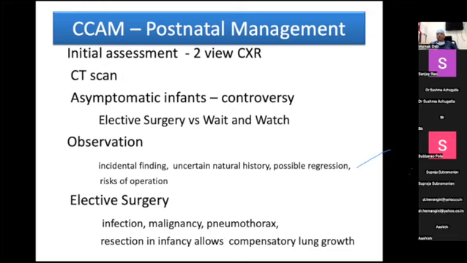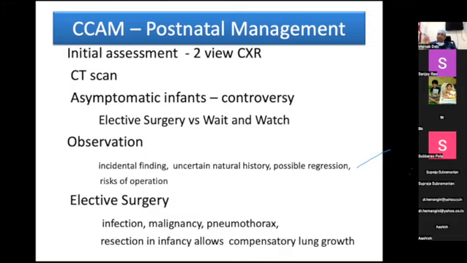So the camps now seem to be divided into two big groups. One is to electively operate on all these kids, and the second group is wait and watch. The elective surgery group tends to evaluate these children around 3 to 6 weeks of age. If there is a CCAM that is detected, then they would like to go ahead and perform a lobectomy, electively at 3 to 6 months of age.